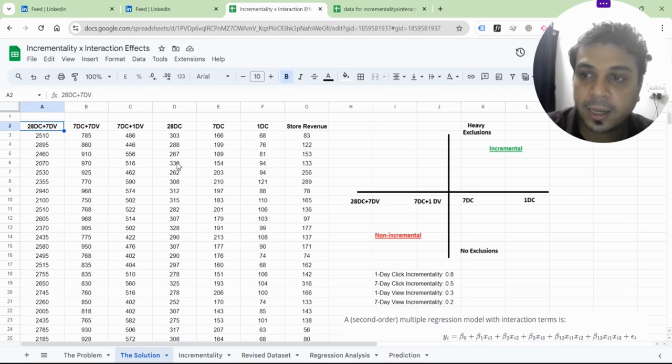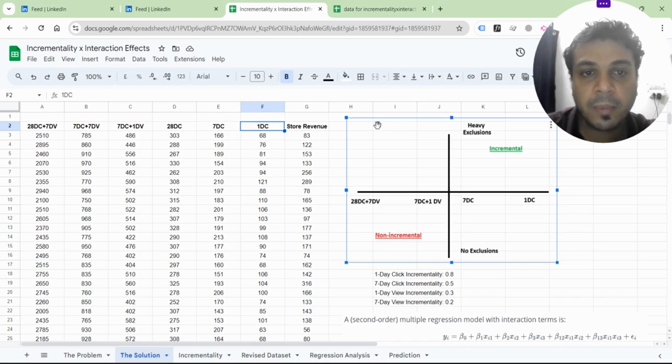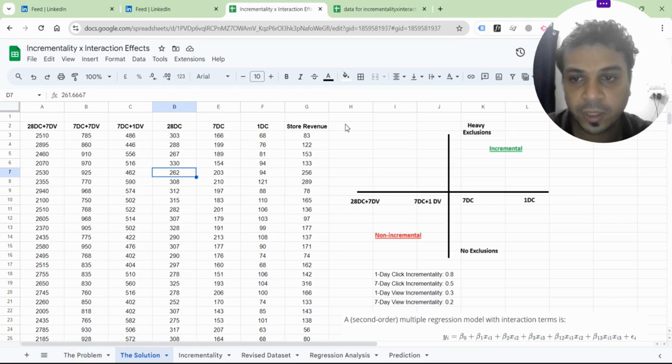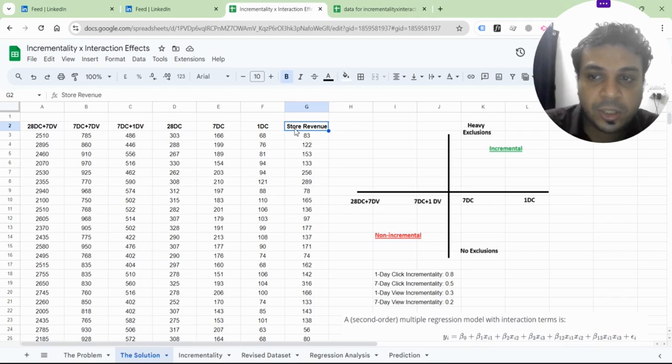So a 28-day click and 7-day view, 7-day click and 7-day view, 7-day click and 1-day view, 28-day click, 7-day click, and 1-day click are the different Meta ads attributions. According to these attribution models, these are the different revenues that have actually been attributed to Facebook. So you want to have all these revenues. By the way, this is real data, and all of this is in thousands. Which one of these would be the closest predictor of store revenue? That's what we're trying to find out.